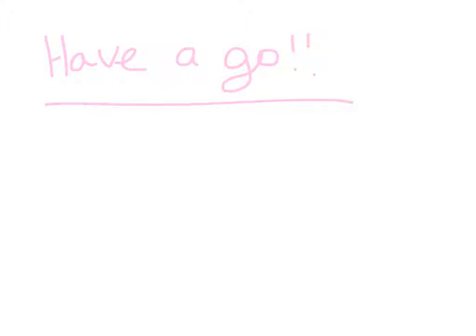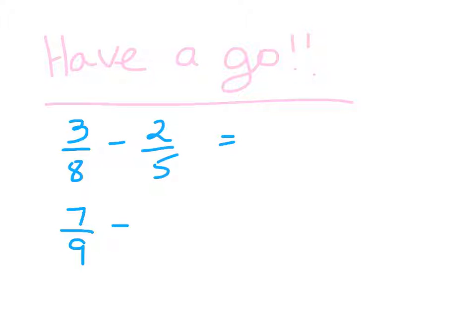Okay, so let's have a practice. Let's do our subtraction first. So let's do 3 over 8, take 2 over 5. Work that one out for me. And the next one we'll do division. So let's do 7 over 9 divided by 2 over 7. Have a crack at those and we'll talk about it in class.